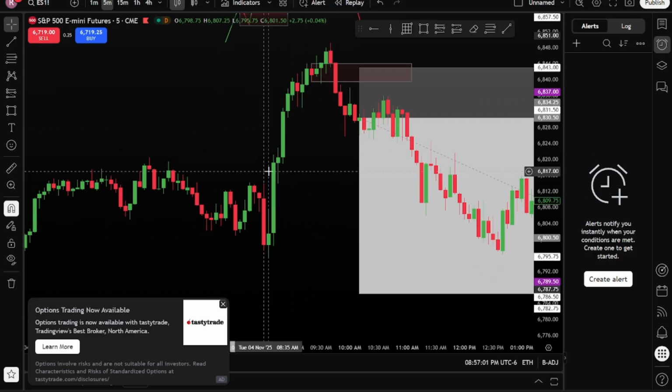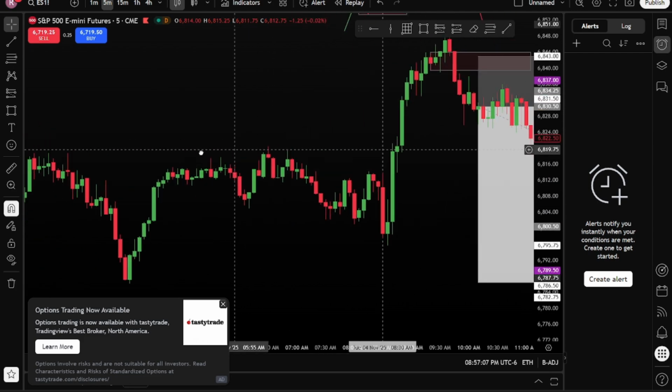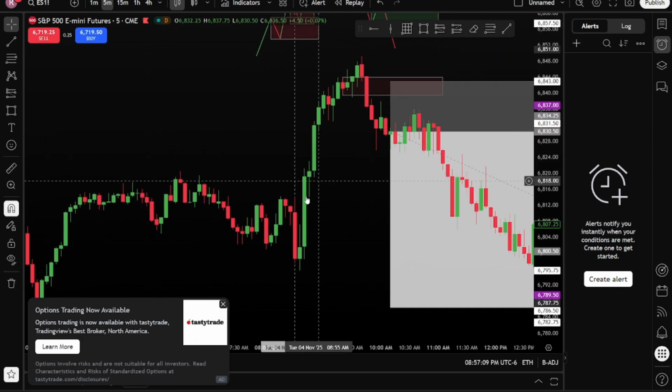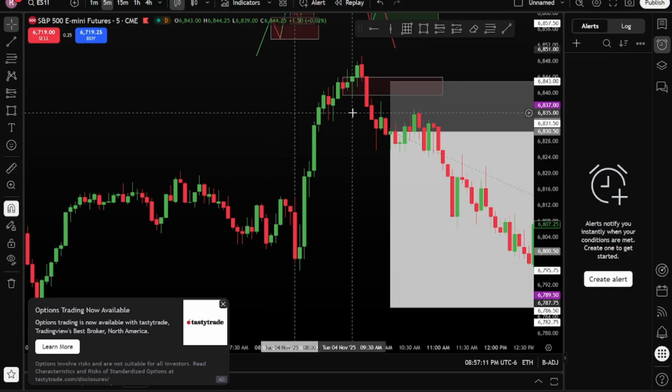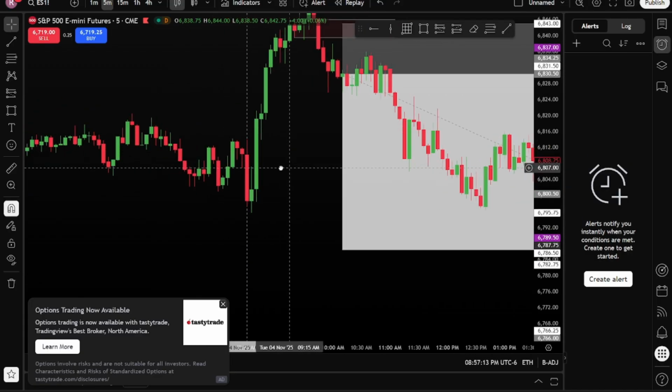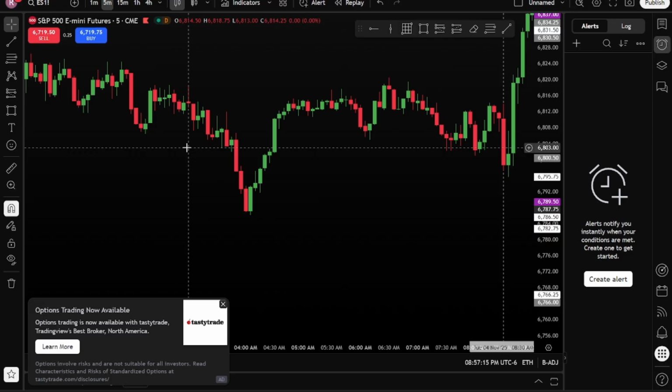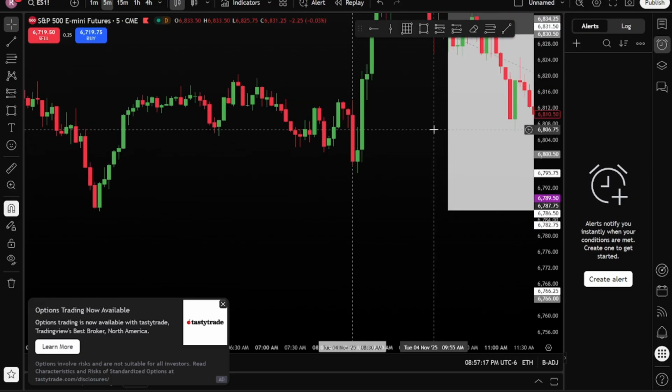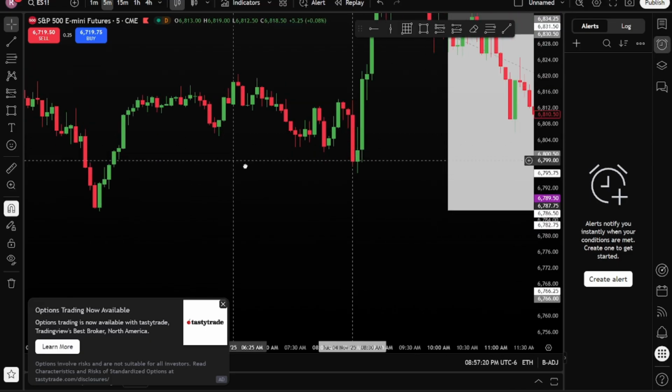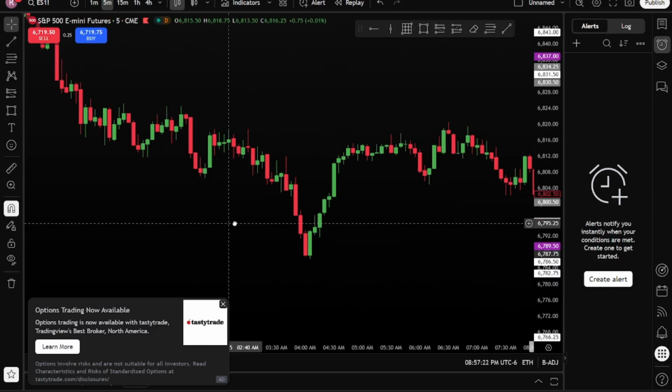This would be a breaker block. This would be a breaker block. It's like every leg down in an uptrend. What's this date? November 4th. Alright, let's go back and see if I can find some more.